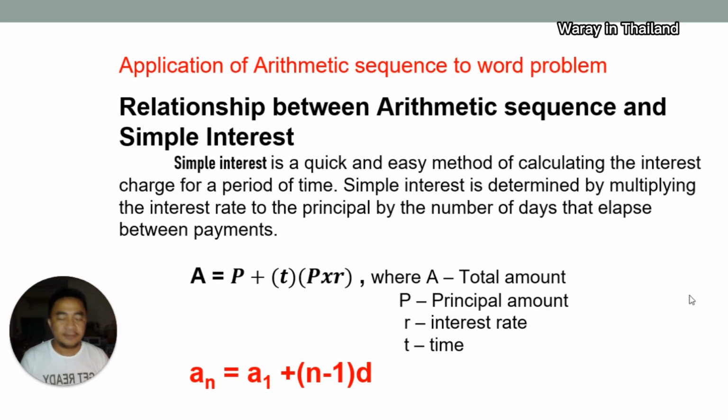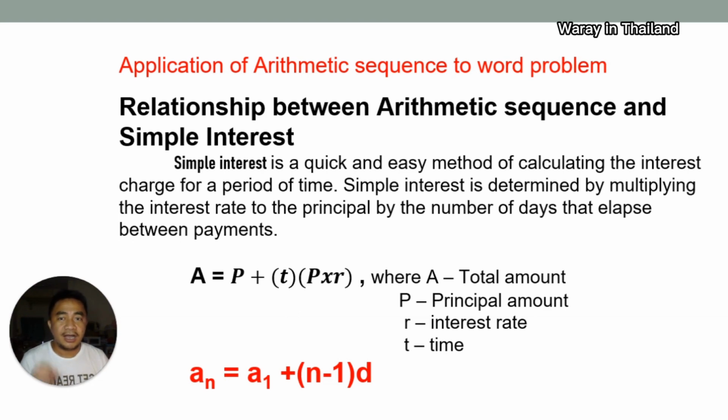Now we have the formula for simple interest: A is equal to P plus T times P times R. A is the total amount after the time, P is the principal amount, or the money that you'd like to deposit, and R is the interest rate. What is the interest rate? How much you get, the increase of your money every month or every year. And T is how many years or months they will calculate for the simple interest.